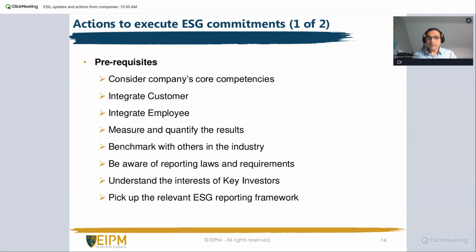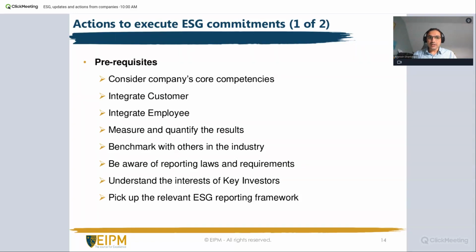Be completely aware of reporting laws and requirements, right? This is very important, and as I said before, this is going to be more and more regulated. I gave you an example. In the EU, this is going to happen in 2025. Around 50,000 organizations in the EU are supposed to mandatorily release their ESG reporting. So this is coming up. Better be prepared with all this.